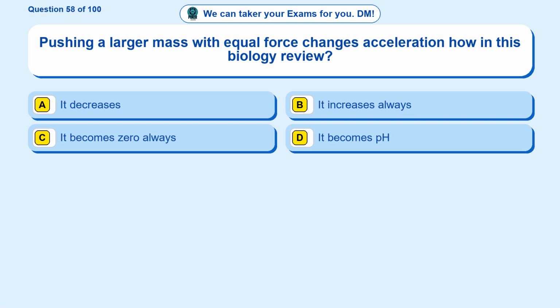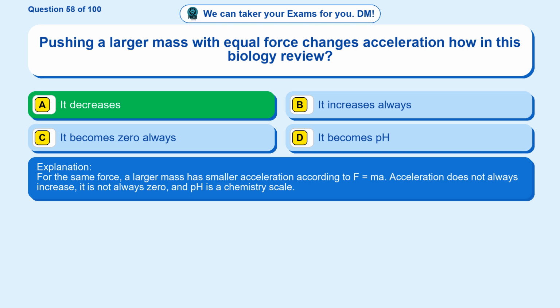Question 58. Pushing a larger mass with equal force changes acceleration how in this biology review? Option A, it decreases. Option B, it increases always. Option C, it becomes zero always. Option D, it becomes pH. The correct answer is option A, it decreases.